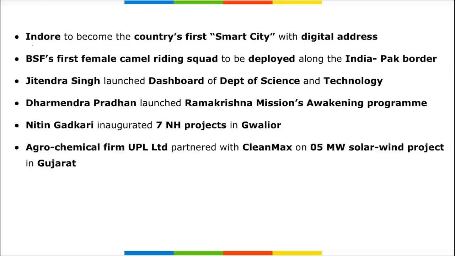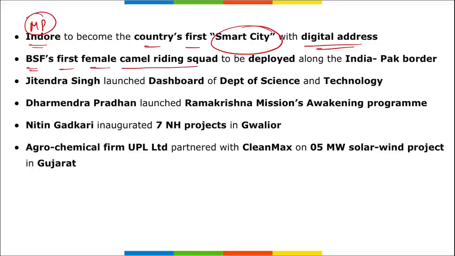First, the one-liner is Indore. Indore became the country's first smart city with digital address. Can you tell me where is Indore? It is in Madhya Pradesh. Then BSF, Border Security Force, first female camel riding squad to be deployed along the India-Pak border.